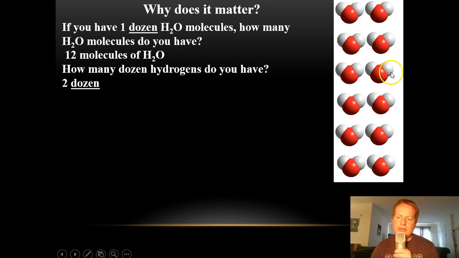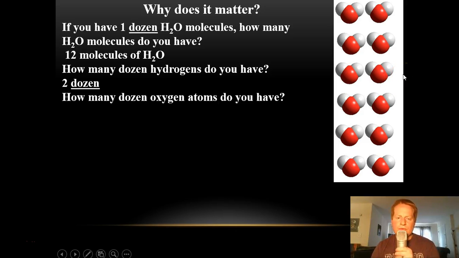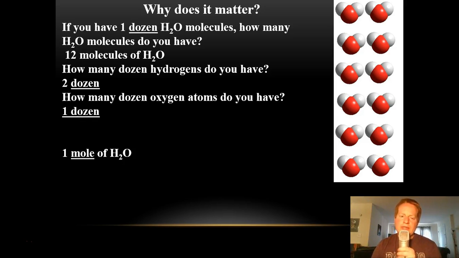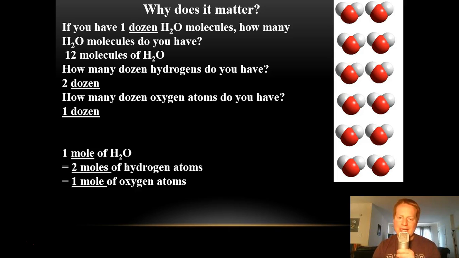We have double the number of the white particles compared to the overall chemical. How many dozen oxygen atoms do we have? Well, the oxygen is the red, so there's only 1 oxygen per every water molecule. So if we have a dozen water molecules, we have a dozen oxygen atoms. So 1 dozen there. The mole works the same way. So if we have a mole of H2O, that means that we have 2 moles of hydrogen atoms, just like we had 2 dozen hydrogen atoms, and 1 mole of oxygen atoms.